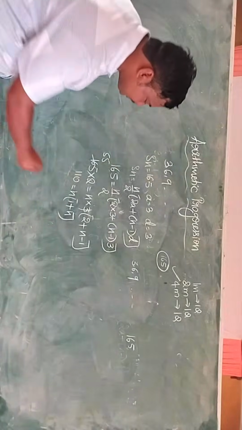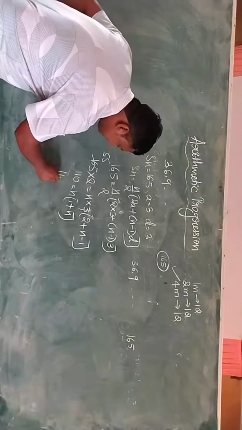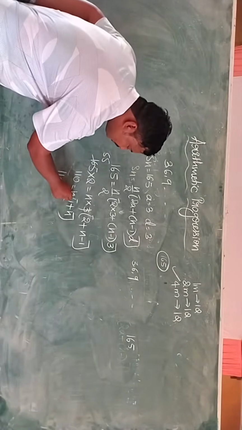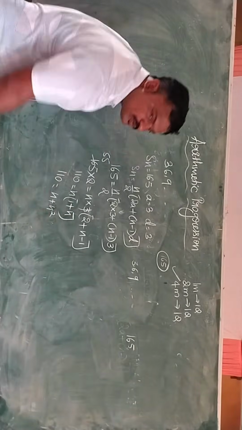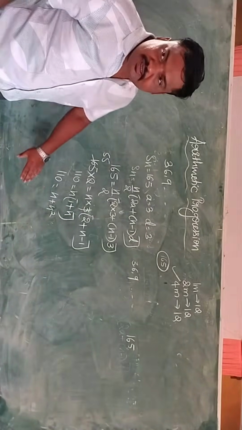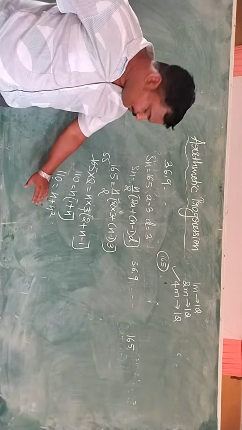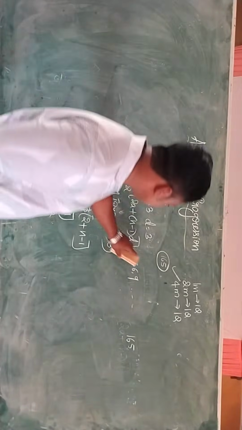Now you need to multiply this n with this bracket. 110 is equal to n ones are n, plus n ns are n square. We got a quadratic equation. n plus n square is in quadratic form. Okay, so now what do we do?